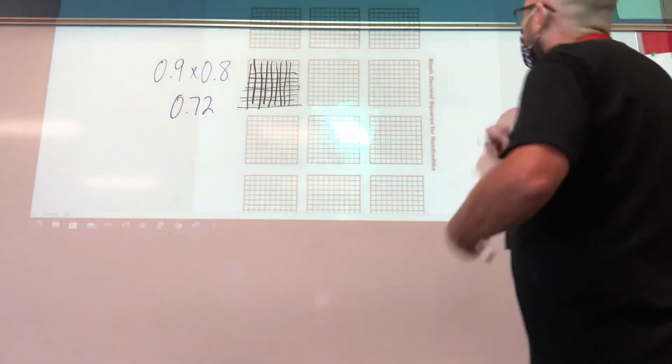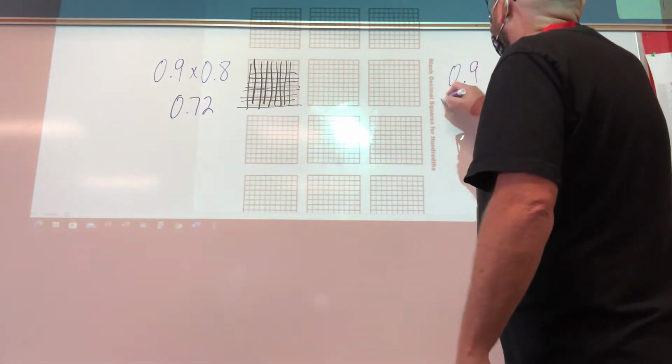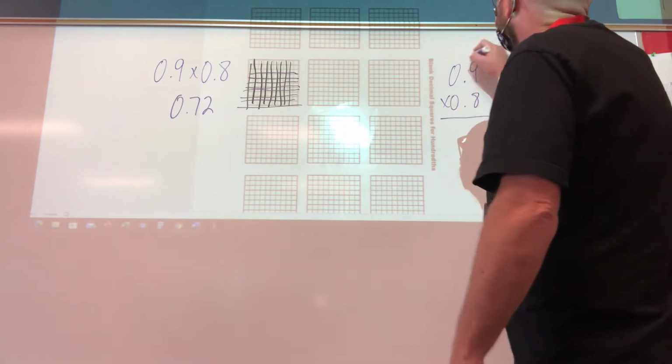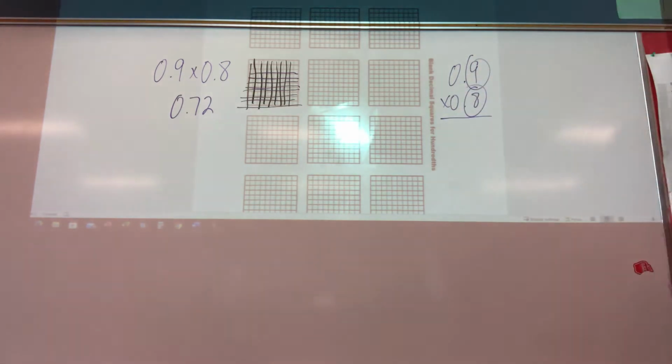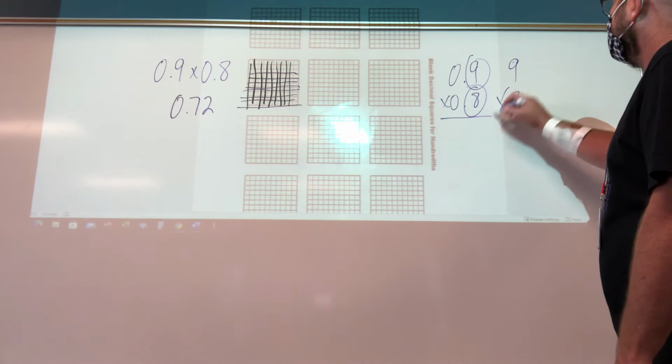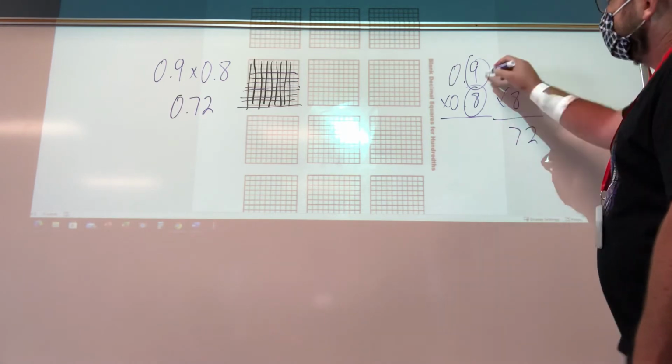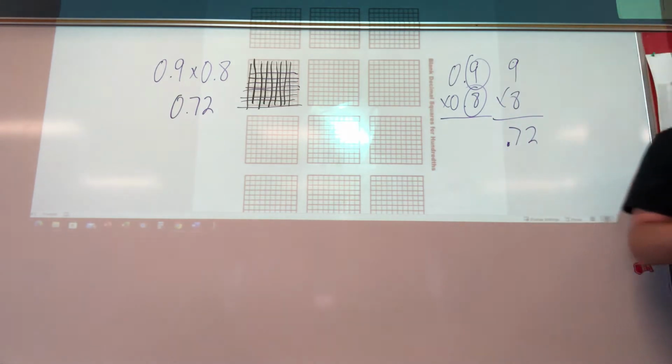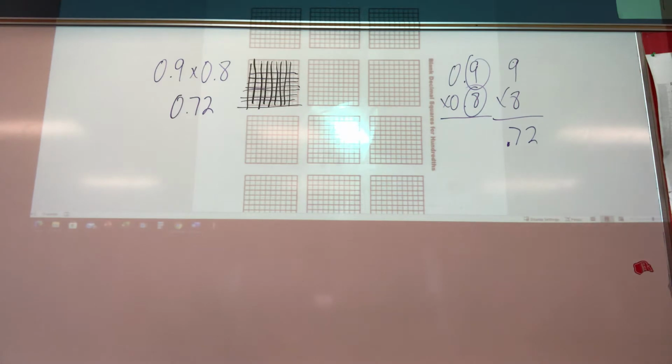Standard algorithm. 0.9 times 0.8. 2 numbers behind my decimal point. Rewrite it. I have 9 times 8, which is 72. 2 numbers behind my decimal point in the problem, 2 numbers behind it in the answer. 0.72.